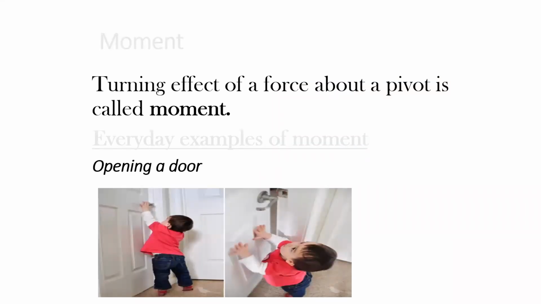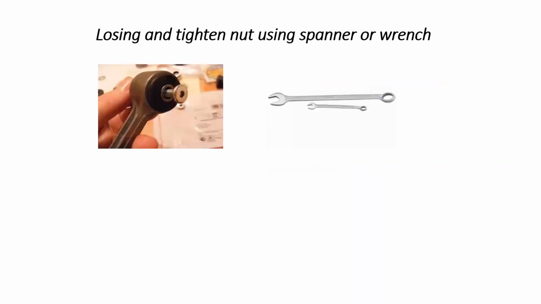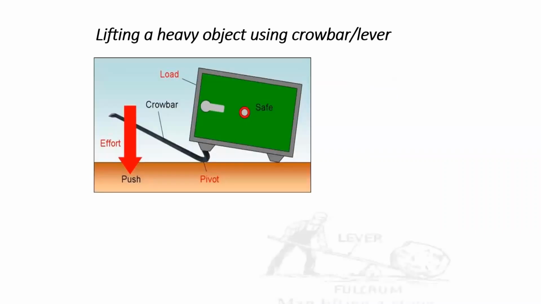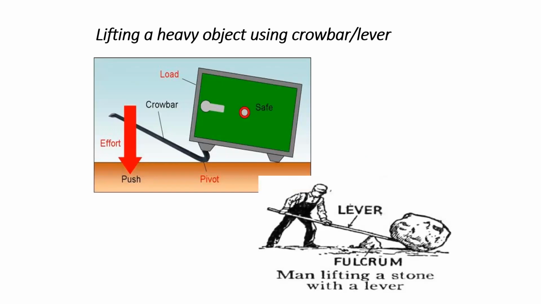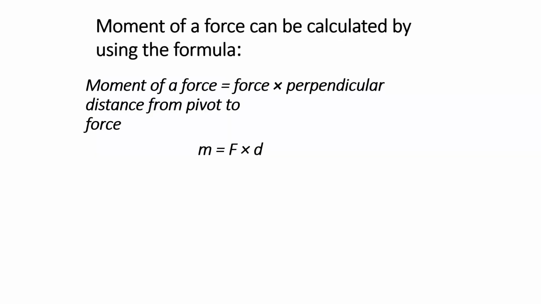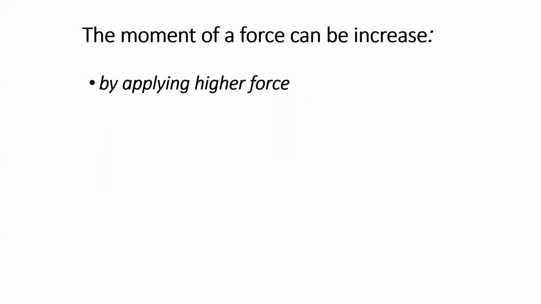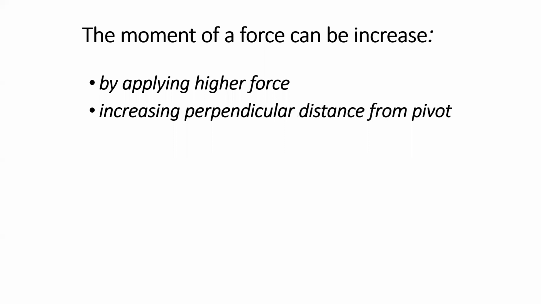Everyday examples include opening a door, loosening or tightening a nut using a wrench or a spanner, lifting a load with a wheelbarrow, or lifting a heavy load using a crowbar. The moment, the turning effect, can be calculated using a formula: force multiplied by perpendicular distance from the pivot, the point where the force is acting. If we want to increase the moment, we can apply a higher force, or we can increase the distance of the force from the pivot.